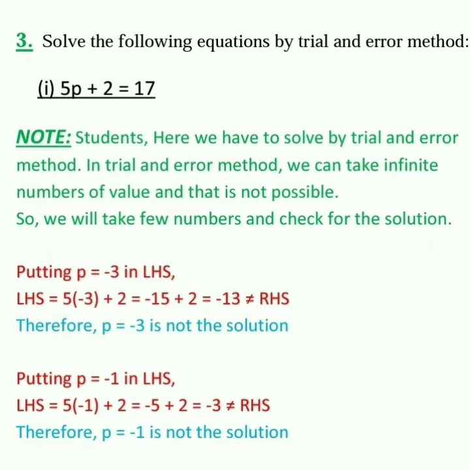First, take p is equal to minus 3. So, after putting p is equal to minus 3, the left hand side is equal to 5 into bracket minus 3, bracket close, plus 2, is equal to minus 15 plus 2, is equal to minus 13, is not equal to right hand side. Therefore, p is equal to minus 3 is not the solution. Now, putting p is equal to minus 1, left hand side is equal to 5 into minus 1 plus 2, is equal to minus 5 plus 2, is equal to minus 3. Again, it is not equal to right hand side. Therefore, p is equal to minus 1 is not the solution.